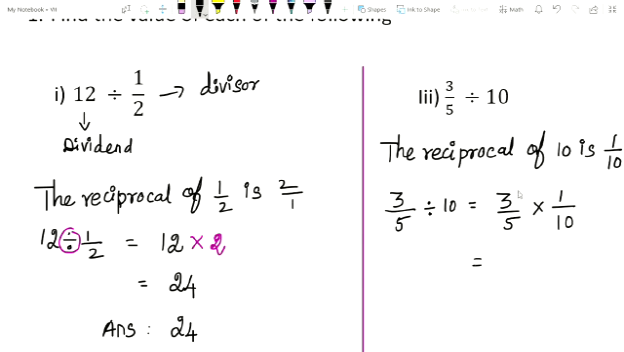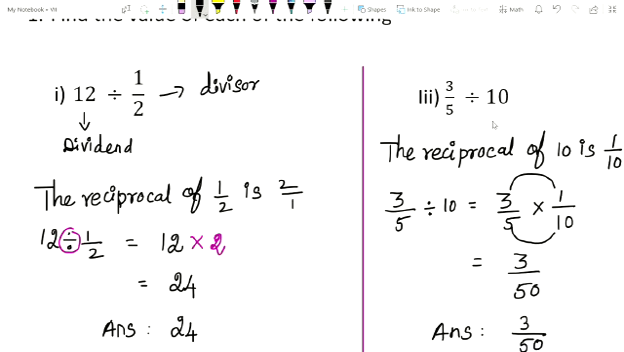So, in this case, what do you want to do? Multiply the numerator with the numerator, multiply the denominator with the denominator. So, 3 ones are 3, 5 tens are 50. So, what is the answer, children? 3 by 50. You understand, children?